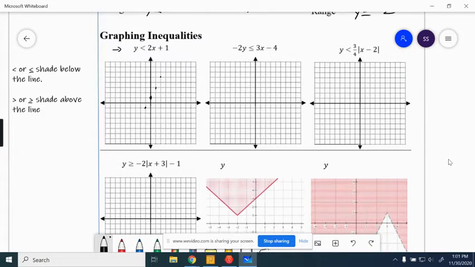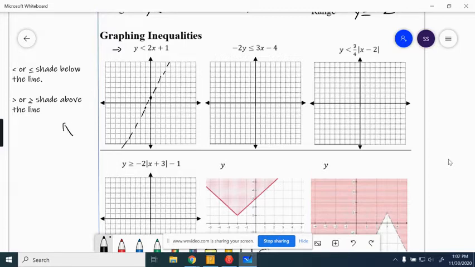However, this is an inequality, so we need to do some shading here. And the first thing we need to determine is, is this line going to be dashed or solid? Because there is no line underneath, that means this inequality goes all the way up to this line but does not actually hit it. Okay, so we'll make that a dashed line.